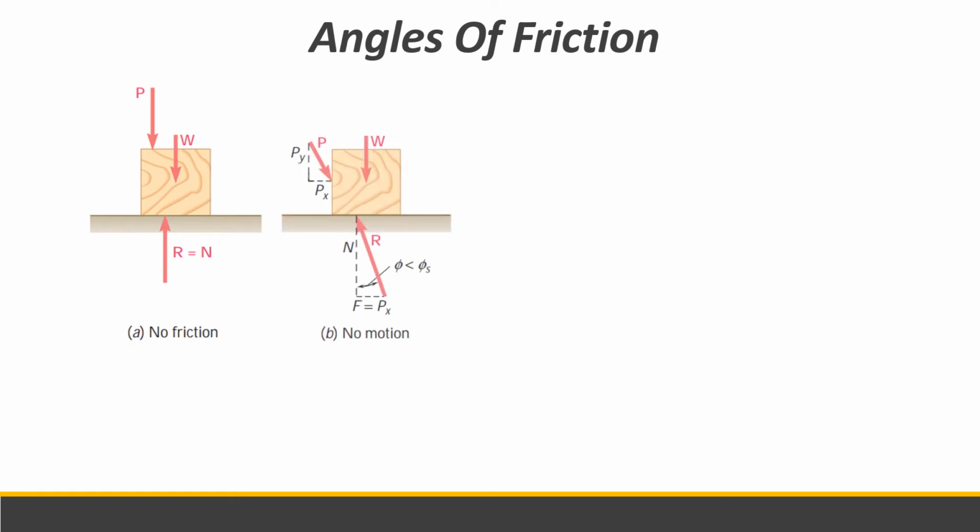However, if the applied force P has a horizontal component Px and a vertical component Py, the Px tends to move the block. That is the component that tends to move the block. So the resultant will have a horizontal component F and a vertical component N. This is N, and the horizontal component is F, or Px. In this situation, it is still in no motion.